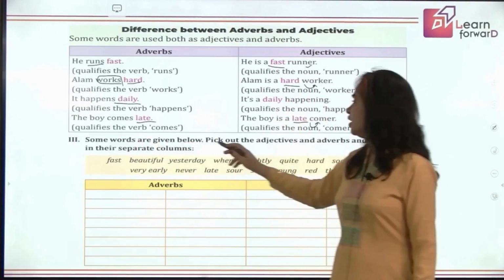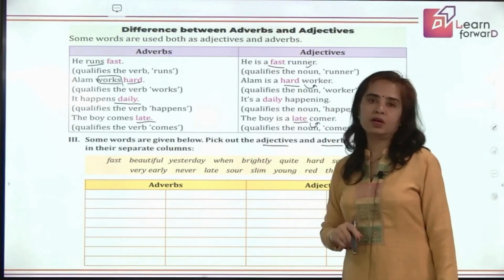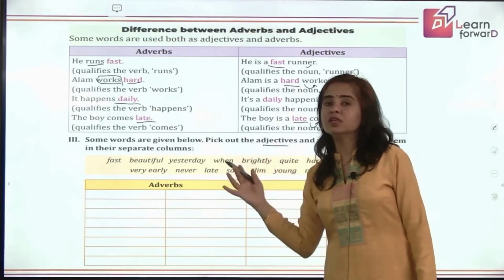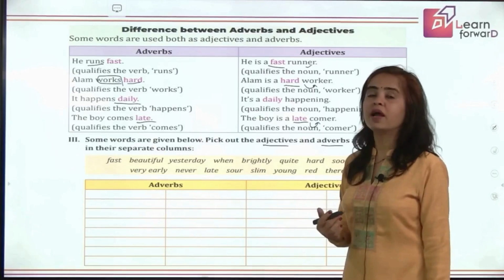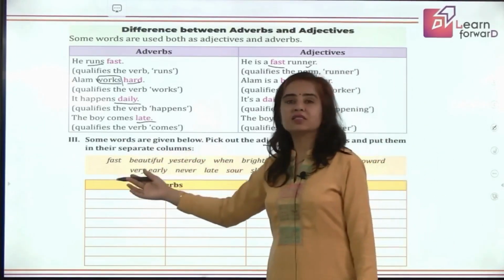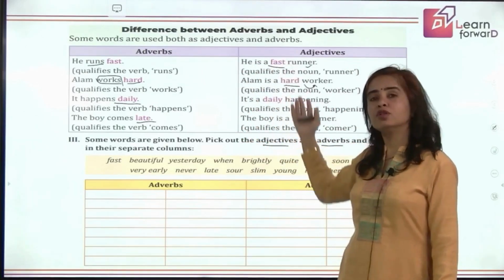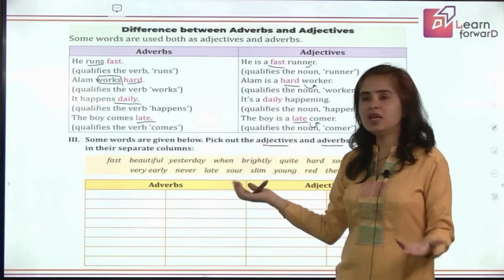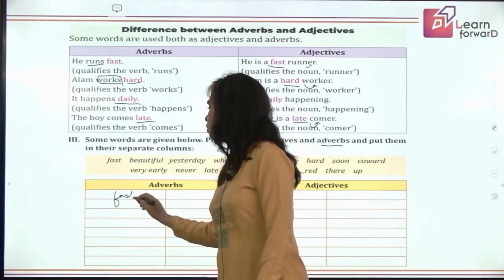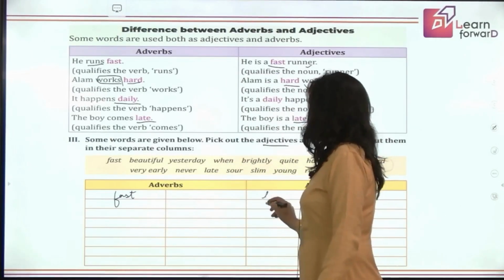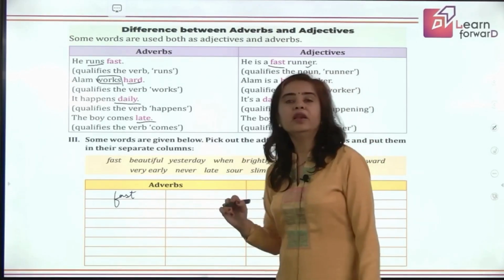So some words are given below. Pick out the adjectives and adverbs and put them in their separate columns. Let's see if these words can be used as either of these or as both. Let's see. Fast. So what do you say? We have already read that fast can be an adverb, and it can be an adjective also. Because a sentence is not given, we are going to write this word in both the columns. That means the use will tell whether it is an adverb or an adjective.